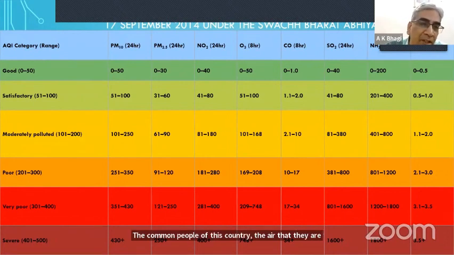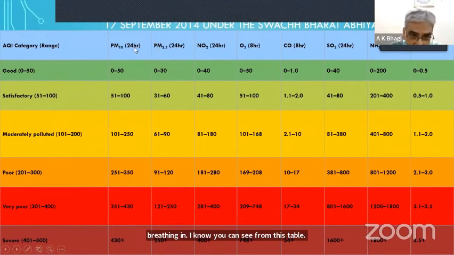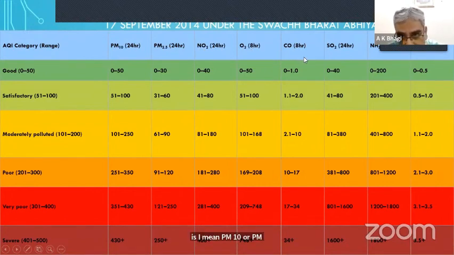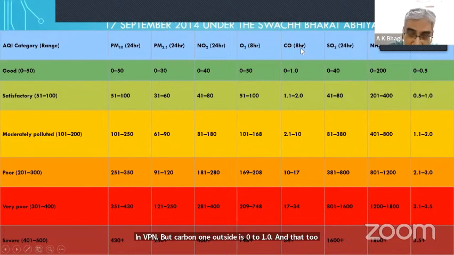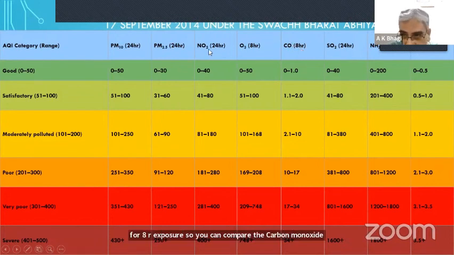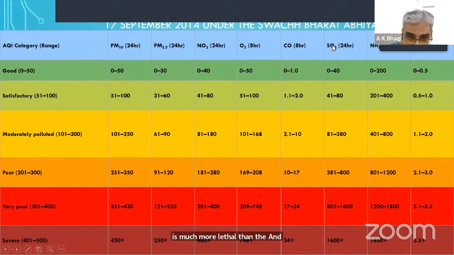what the common people of this country are breathing in. And now you can see from this table that the types of pollutants are important, whether it is PM10 or PM2.5 or NO2 or ozone or carbon monoxide and so forth. And then in the bracket, the exposure time is given. So if you compare NO2, 0 to 40 is good in ppm. But carbon monoxide is 0 to 1.0, and that too for 8-hour exposure. So you can see carbon monoxide is much more lethal than NO2. And so is the SOx.